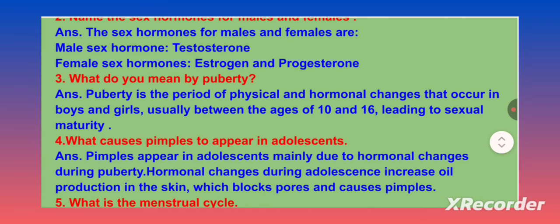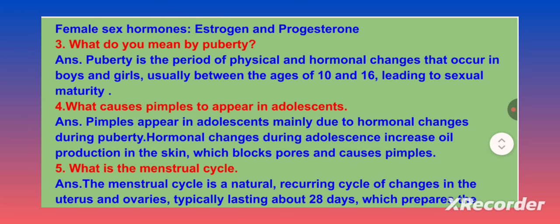What do you mean by puberty? Puberty is the period of physical and hormonal changes that occur in boys and girls, usually between the age of 10 and 16, leading to sexual maturity.